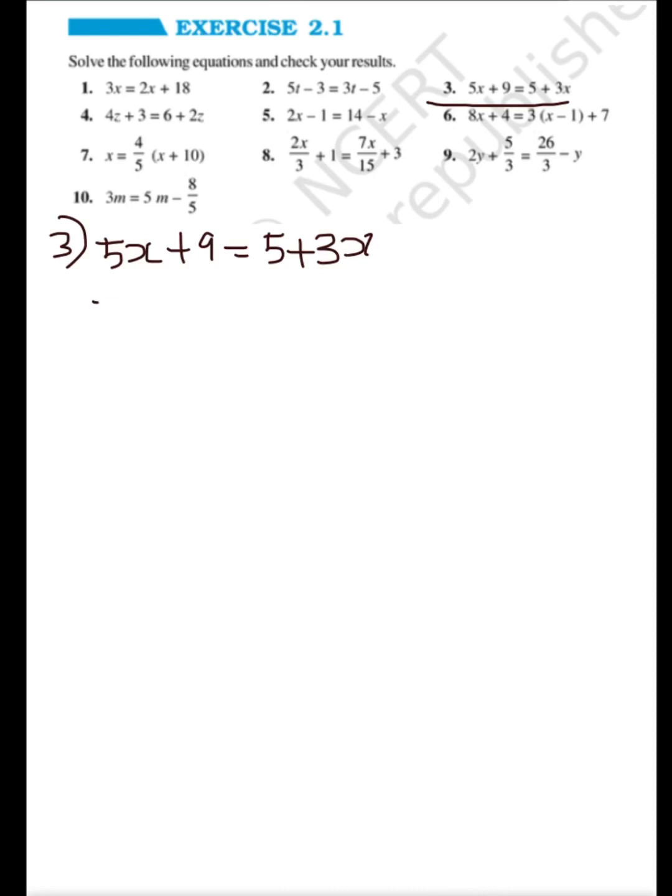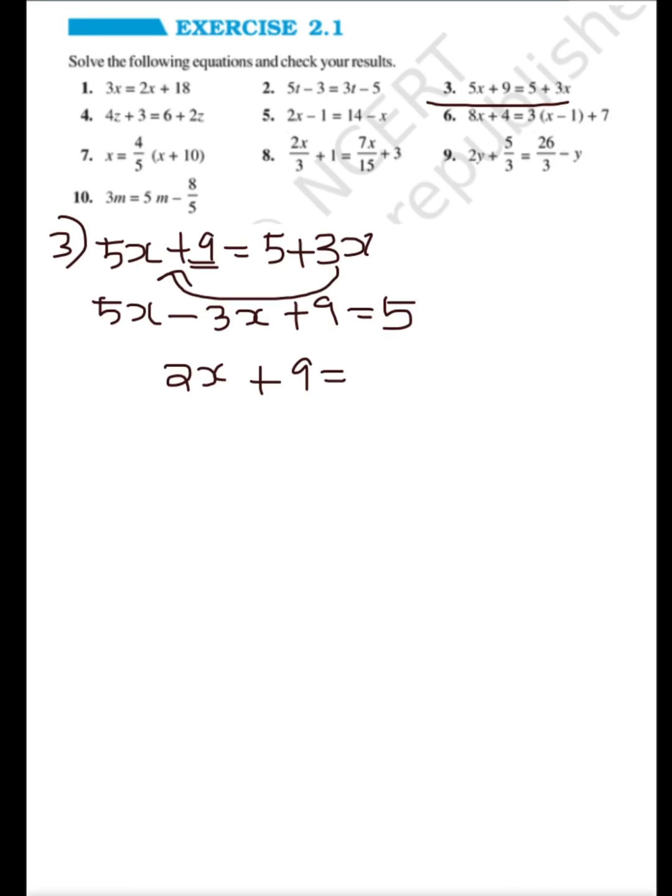So let's write 5x as it is. Now you can take 3x to this side. That means it will become minus 3x. Plus what is there in LHS? Plus 9 equals what is there in RHS? Plus 5. 3x we have taken to this side. Now what is 5x minus 3x? That is 2x. 2x plus 9 equals 5.